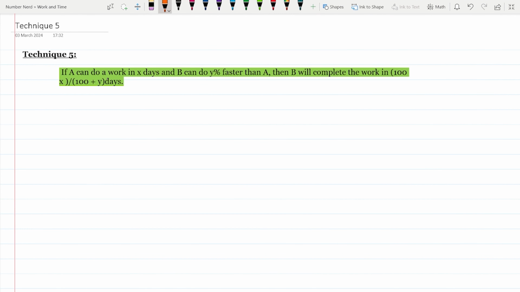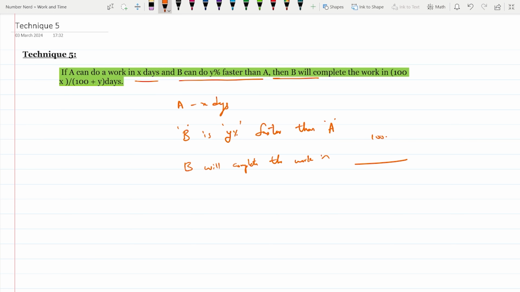Technique 5 says if A can do a piece of work in X days and B is Y% faster than A, then B will complete the work in 100x by 100 plus Y number of days. So this is the formula to calculate in how many days B can complete the same work where B is Y% faster than A, given A can complete the same work in X number of days.